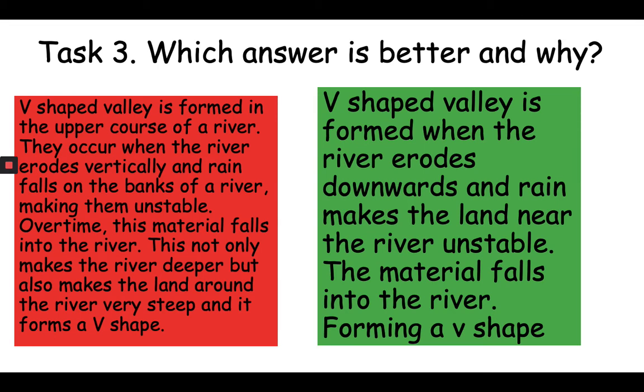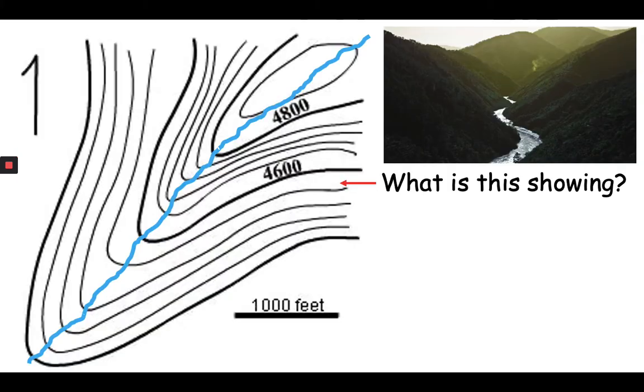Okay, so pause the video now and have a go on your worksheet, deciding which answer is better and why. Perfect. Now, personally, I think the red one's a lot better because it's very, very detailed. That's why I would go with that as the best one. It uses the words over time, so that's a nice thing to say. Over time, this material falls into the river. I just like the way that one's written.